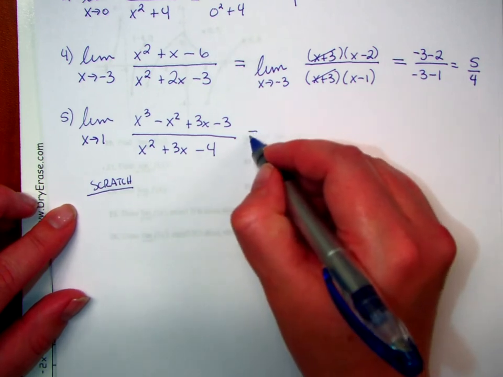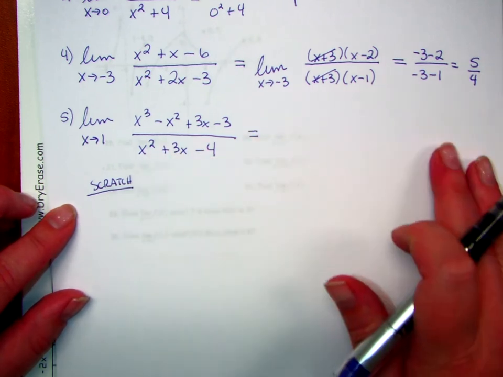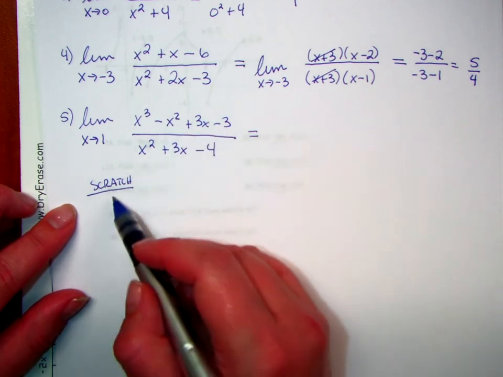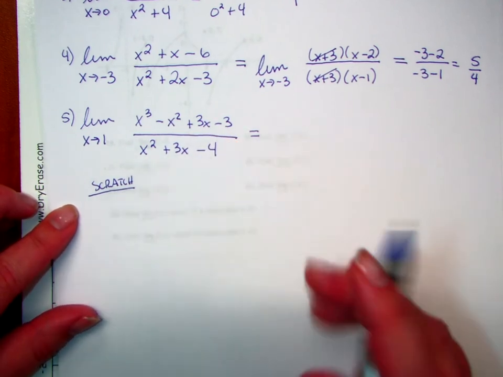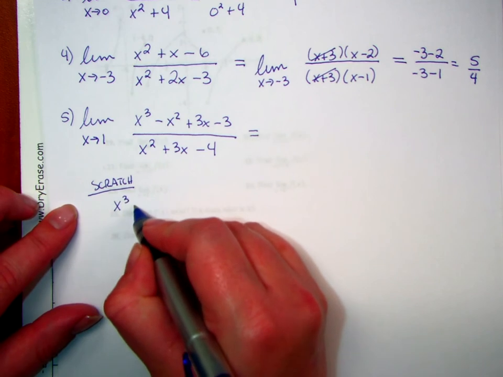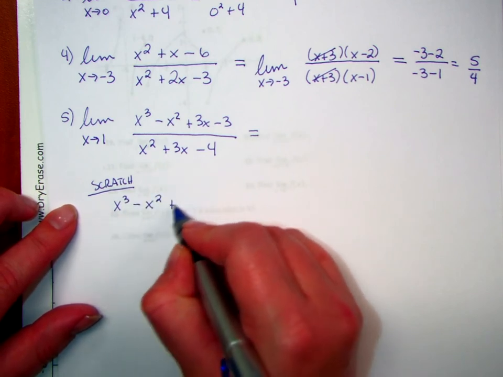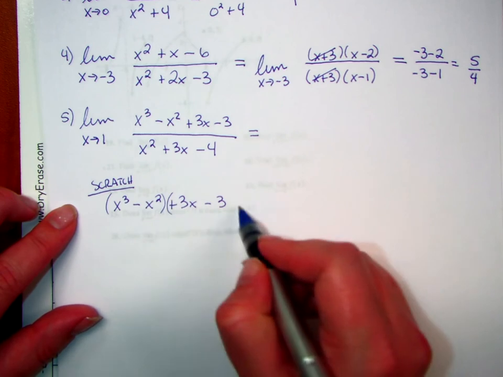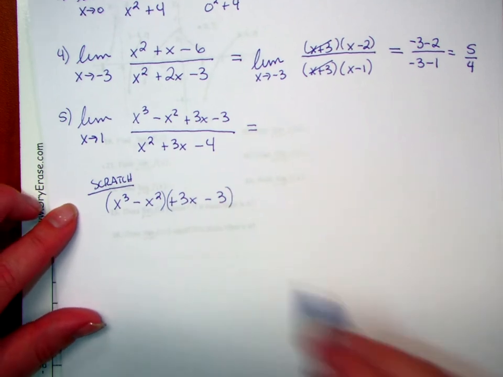Okay, so I like to keep my limit nice and clean, right? And if I have to do a lot of algebraic work, I'm going to do it outside of the problem here. So x cubed minus x squared plus 3x minus 3. Let's go ahead and group, right? Group the first 2 and the last 2.